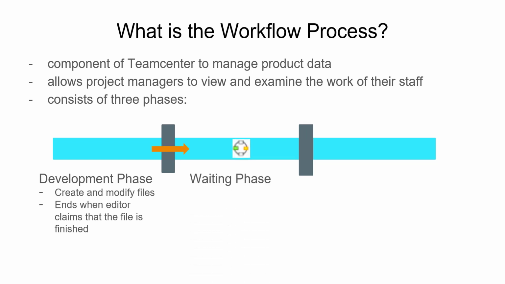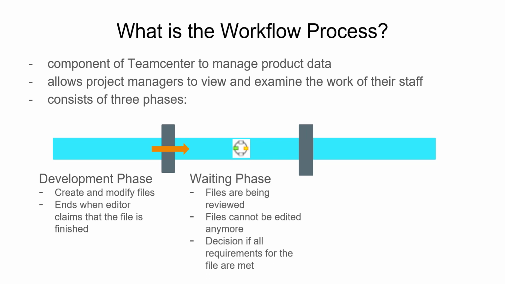The second phase is the waiting phase. The staff member starts a new workflow process to get his file to the approved status. The file and all its subsets can no longer be edited, and also no new subsets can be added.